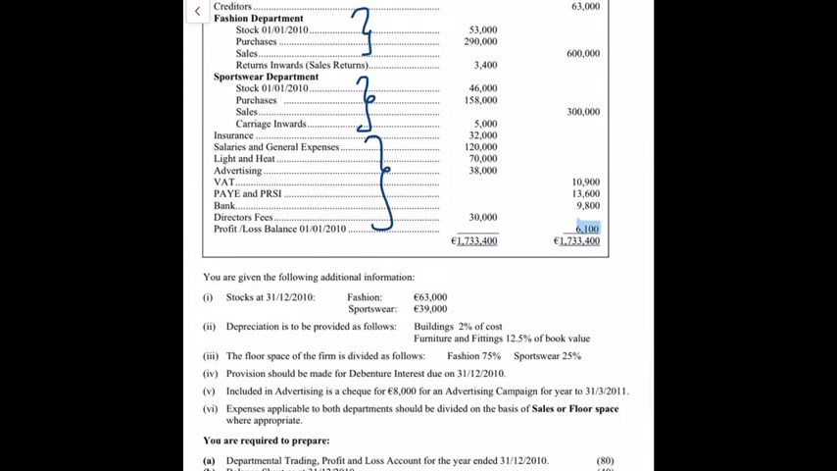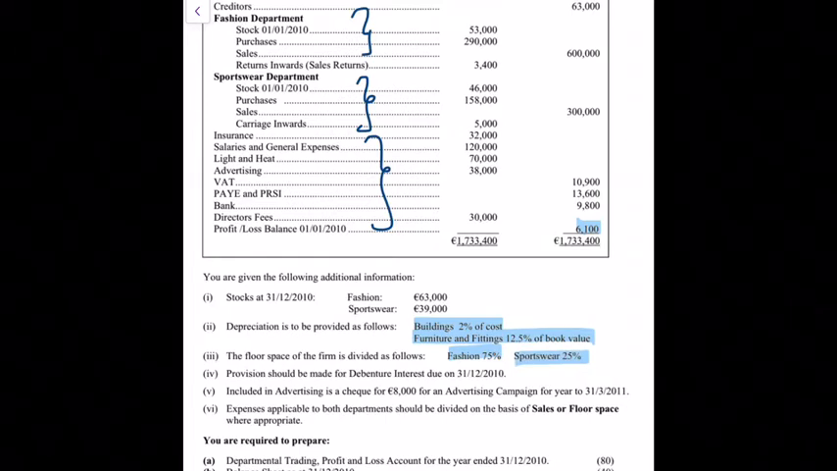Okay, so let's have a read through the adjustments at the bottom and we'll see what we need to do. So we're given information on stock at the end of the year, fashion and sportswear departments. Then our depreciation is to be provided as follows. We should calculate 2% of cost on buildings, and furniture and fittings is 12.5% of book value. So you're going to be using the figure in brackets for the buildings and the figure that's actually in the column of the trial balance for the furniture and fittings. Then it tells us the floor space of the firm is divided as 75% for fashion and 25% for sportswear.